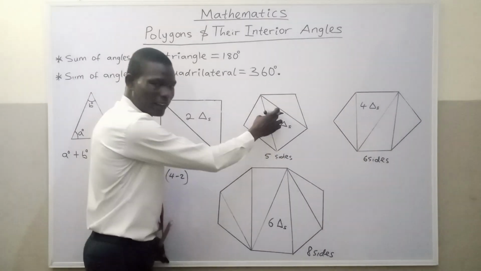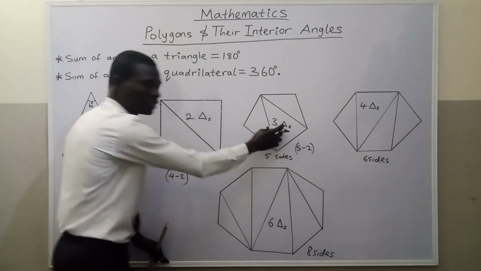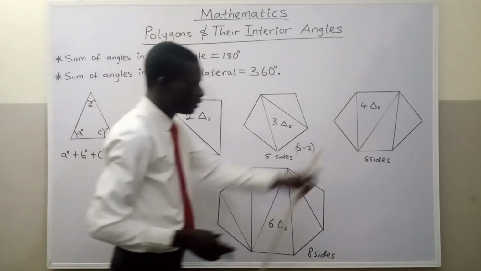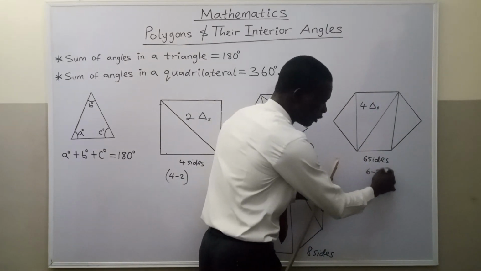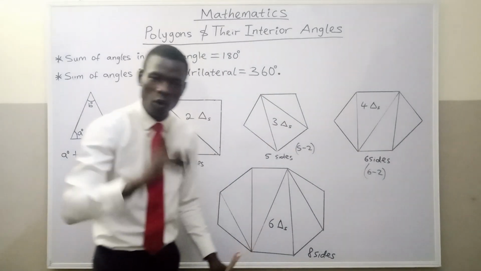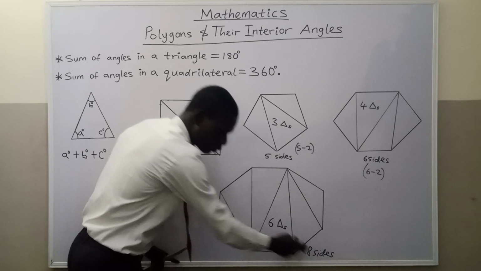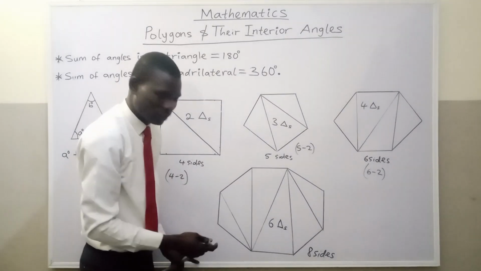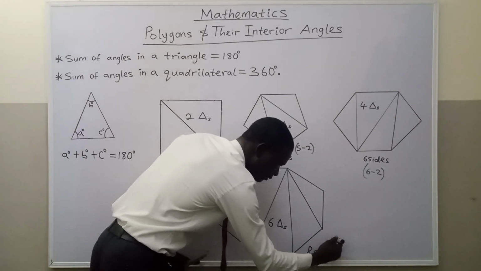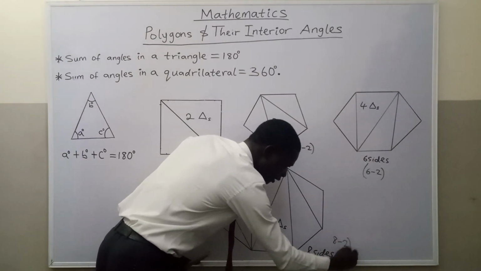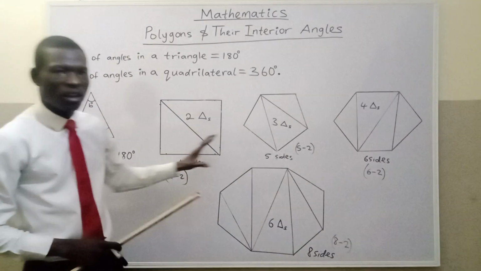5 sides, 3 triangles. How do we get it? 5 minus 2. That gives us 3 triangles. 6 sides, 4 triangles. How do we get that? 6 minus 2. That gives us 4 triangles. Now, how many sides are we having? 8 sides and then what? 6 triangles. How are we going to get 6 triangles from 8 sides? That's going to be 8 minus 2. And of course, that gives us 6.